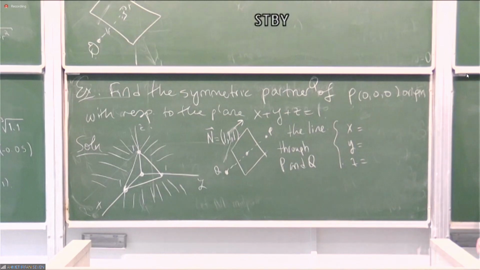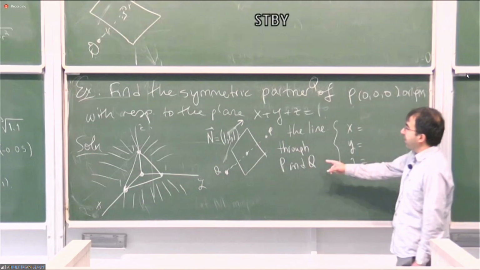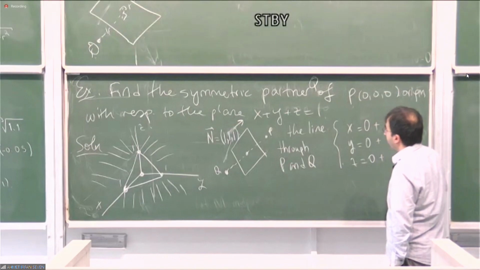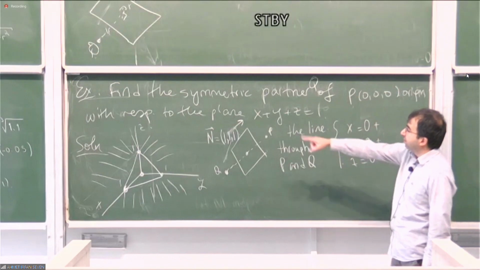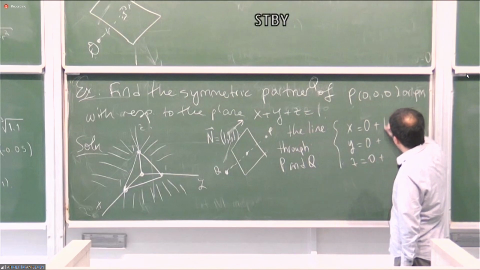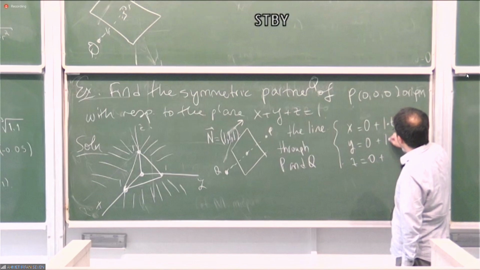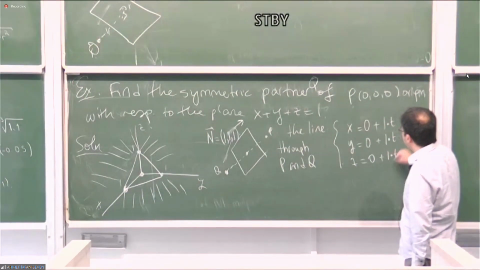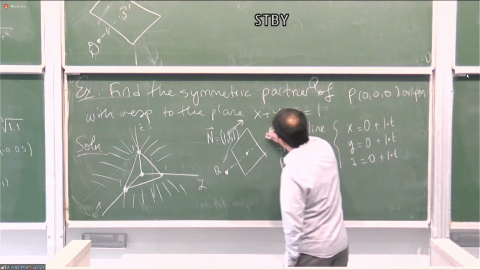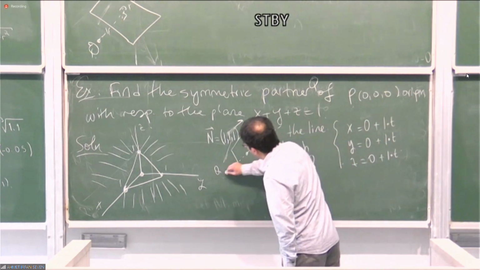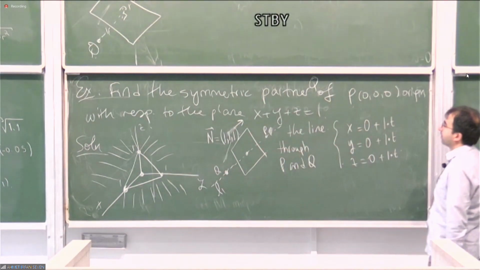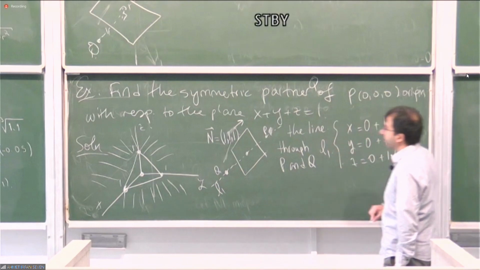So I'm going to write this line through P and Q. P is the origin. Now the direction vector is this n, u. So it will be 0 plus 1 times t, 0 plus 1 times t, 0 plus 1 times t. So this is the equation of this line, which I called L1, the line through P and Q.